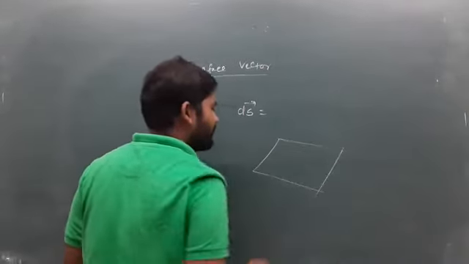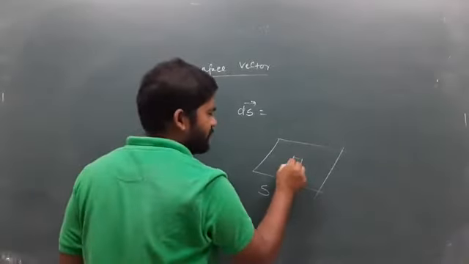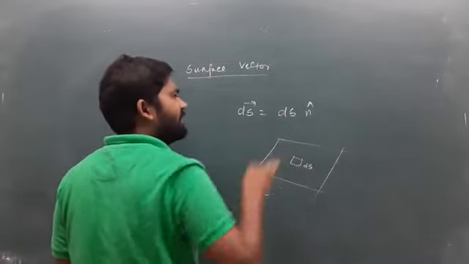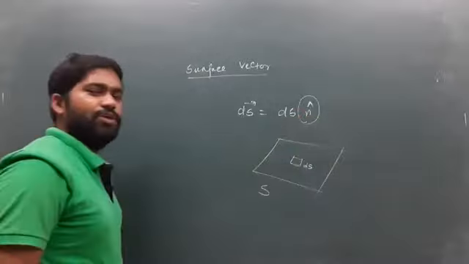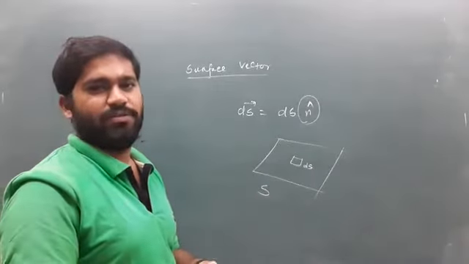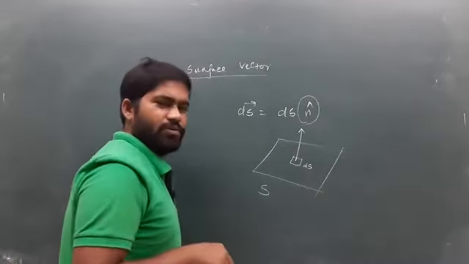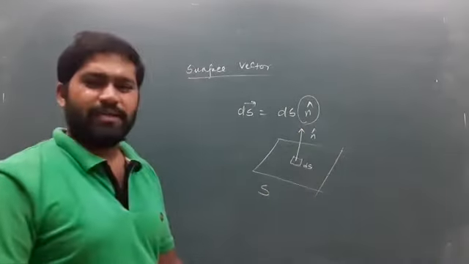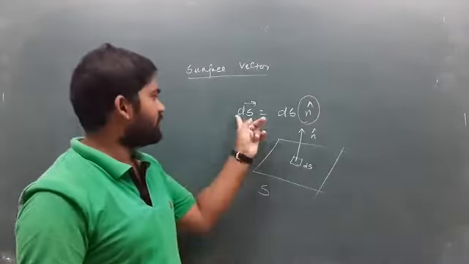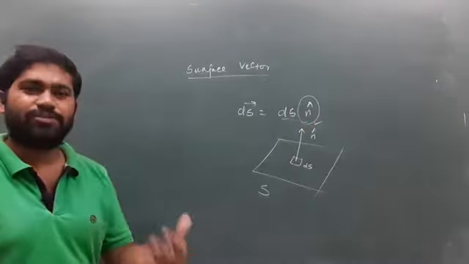If I consider a surface having surface area S, and I take a small surface region ds, then the surface vector is equal to ds n cap. That n cap is the unit normal to that surface, and its direction is always outward from that surface. So ds vector equals ds n cap, where ds is the magnitude and n cap is the direction, the unit vector.